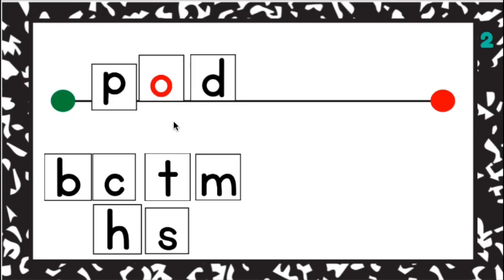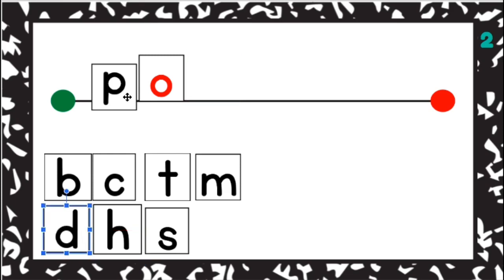Now we're going to change the word to pop. P, ah, p. So we actually need another p. So I'm going to make one. And here is another p. So we can make the word pop. P, ah, p, like popcorn. Pop. Please write the word pop on your paper.